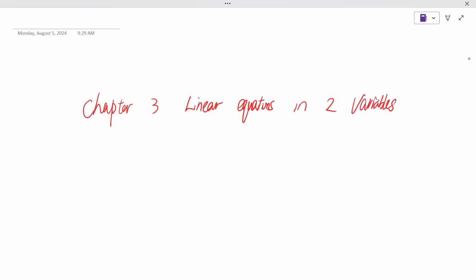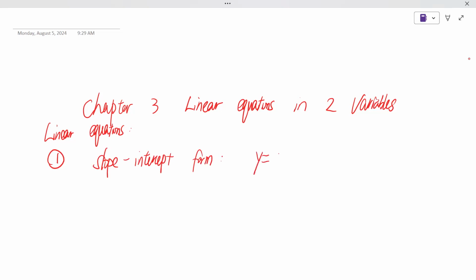We have seen some examples, right? For example, there are some different forms. The first one is called a linear equation, and we can write it in different forms. The first one is called slope-intercept. So basically, it's y equals mx plus b.